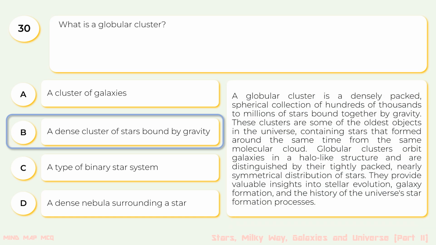A globular cluster is a densely packed spherical collection of hundreds of thousands to millions of stars bound together by gravity. These clusters are some of the oldest objects in the universe, containing stars that formed around the same time from the same molecular cloud. Globular clusters orbit galaxies in a halo-like structure and are distinguished by their tightly packed, nearly symmetrical distribution of stars. They provide valuable insights into stellar evolution, galaxy formation, and the history of the universe's star formation process.